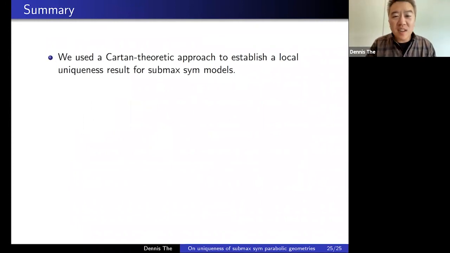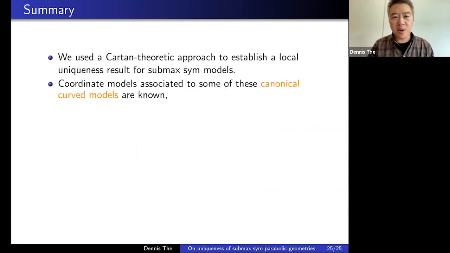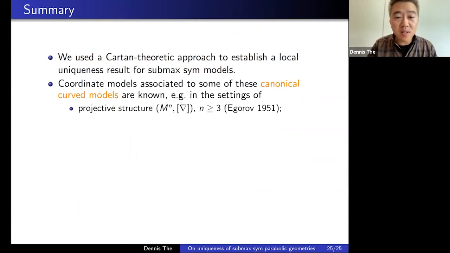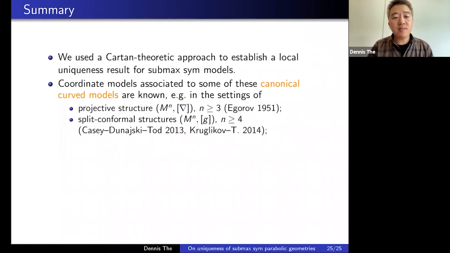We used a Cartan theoretic approach to establish a local uniqueness result for submaximally symmetric models. Coordinate models associated to some of these canonical curved models are known. In the setting of projective structures, this was due to Egorov, but you're not going to find a uniqueness statement there. He got the submaximal symmetry dimension and exhibited his model, but stopped there. Split conformal structures: a model due to Casey-Dunajski-Tod in signature 2,2, dimension 4. If you tack on a flat factor beyond that, that also gives you submaximally symmetric models.